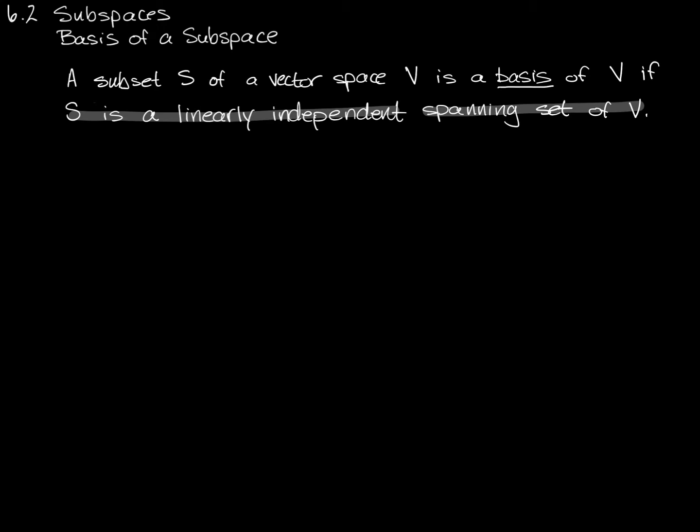If you have too many vectors, if you have more than n vectors in your subset, if k is greater than n, then one or more of those vectors can be written as a linear combination of the others. So they're not linearly independent. So you need to have k be exactly equal to n. Having them linearly independent means that you don't have too many. Making it a spanning set means you don't have too few.